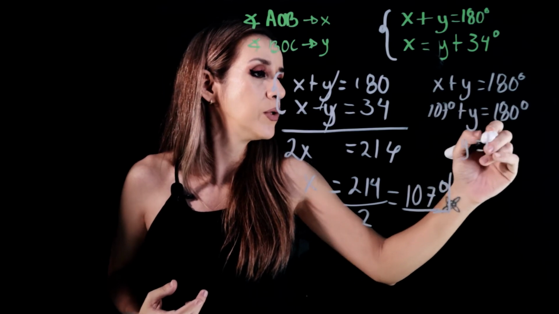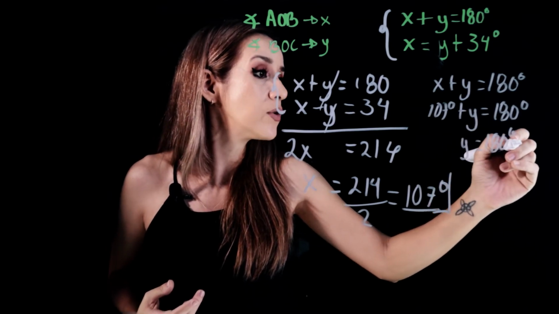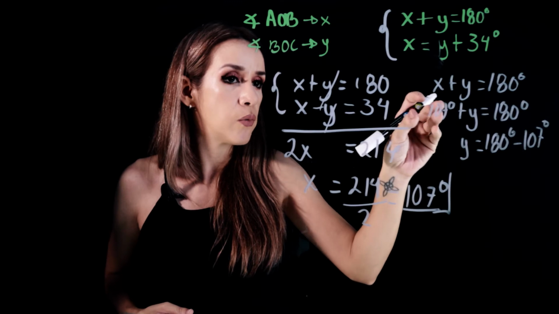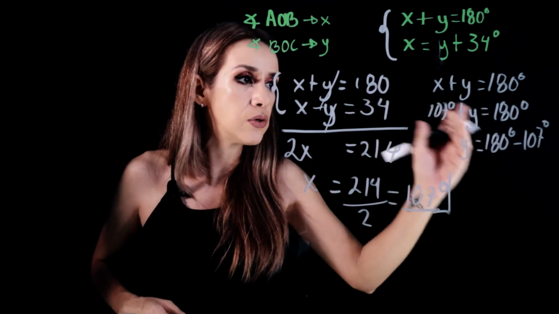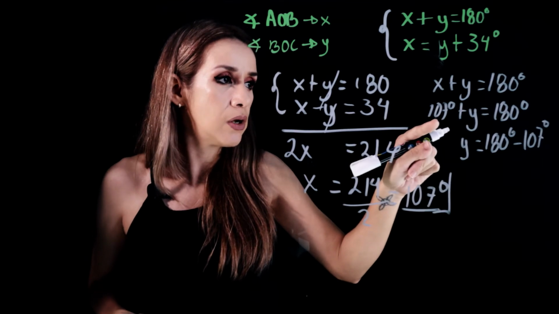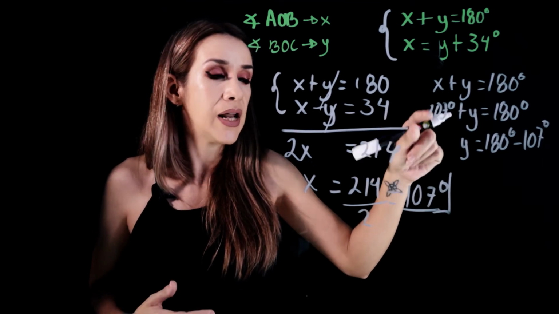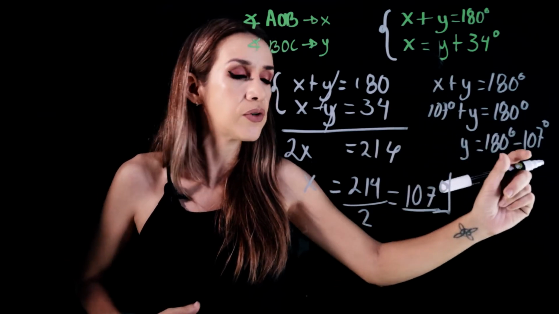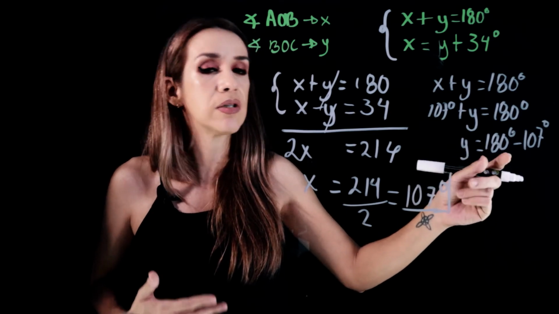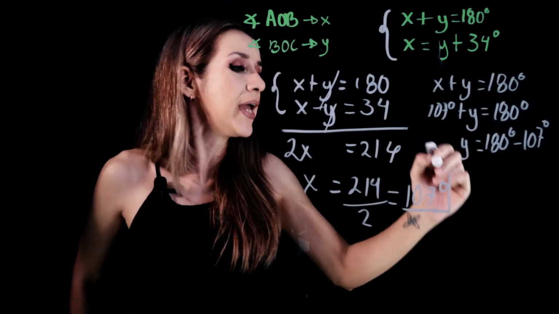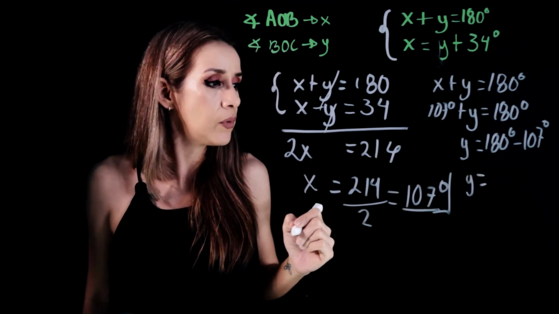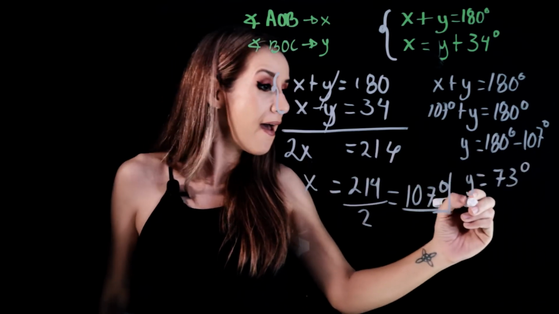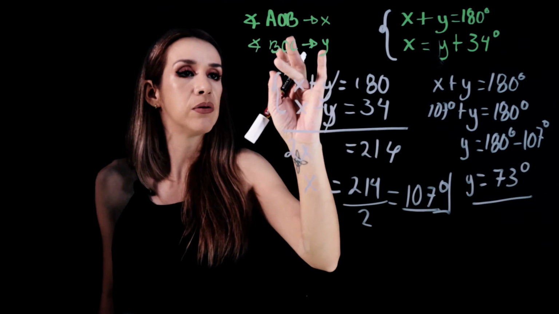y therefore is equal to 180 degrees minus 107 degrees. Do you remember that I just told you that when we move one term from one side to the other side, you're going to change the operation? This 107 here is being added to the y. So when we move this to the other side, instead of adding, it's going to be subtracting from the number that I have here, which is 180. And last but not least, the value of the y. y is equal to 73 degrees. And that is the value of the angle BOC.